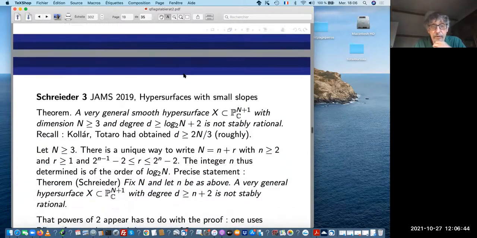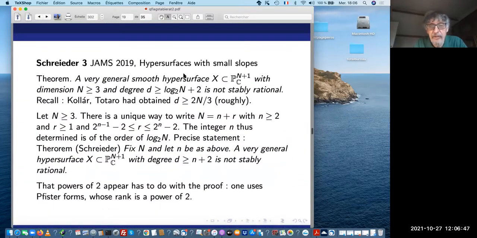And so let's come to the third paper, hypersurfaces of small slopes. The theorem which he proves is this, the striking theorem: a very general smooth hypersurface in P^(n+1) over C, of dimension n and of degree d at least log_2 n plus 2, is not stably rational. What was known before were the results by Colliot-Thélène and Totaro, where they had roughly proved that if d is at least 2n over 3, then X is not stably rational.